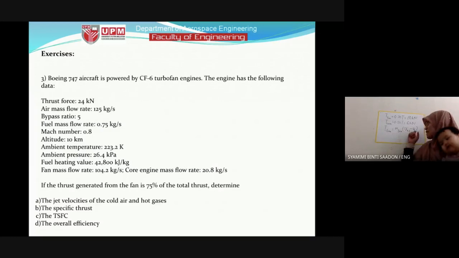So to solve this, you need to calculate U first, the flight speed. Like just now, U equals Mach number times square root of gamma R T, the ambient. So we get U, and m fan is 104.2, thrust fan 18 kilonewton. So you get UEF, the jet velocity from the cold or the fan. The same is done for the core engine, except that here you have to have the fuel, 1 plus f.